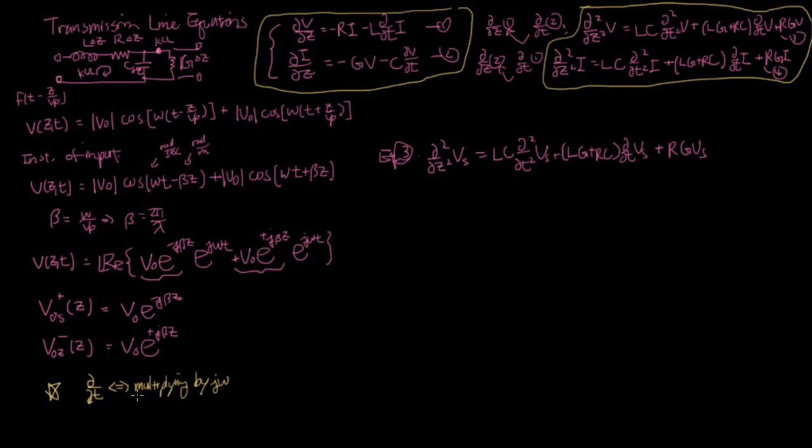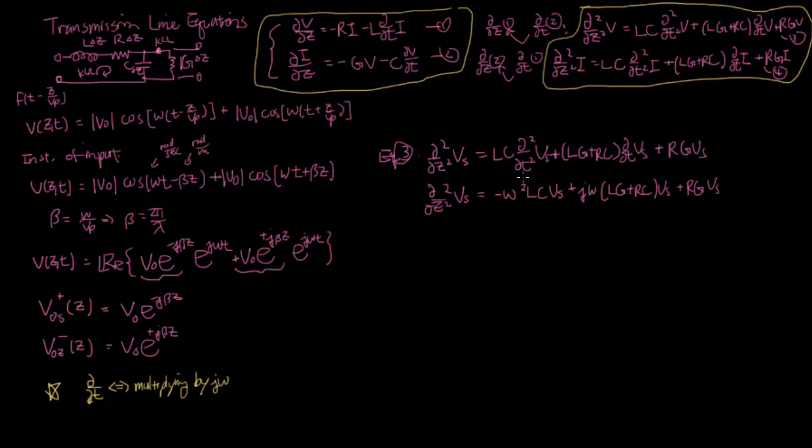Now I'm going to substitute d by dt with multiplying it by j omega. So d by dz squared of Vs is going to be equal to minus omega squared LC Vs. And then plus, so this is a minus because we're taking j omega squared, and j squared is equal to minus 1, plus j omega (LG plus RC) Vs plus RG Vs.